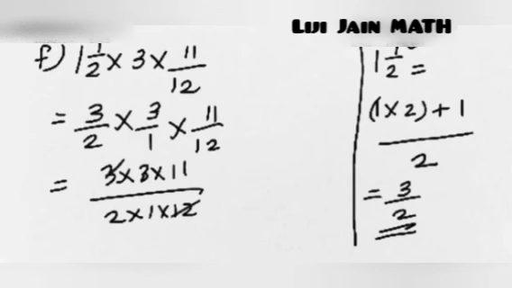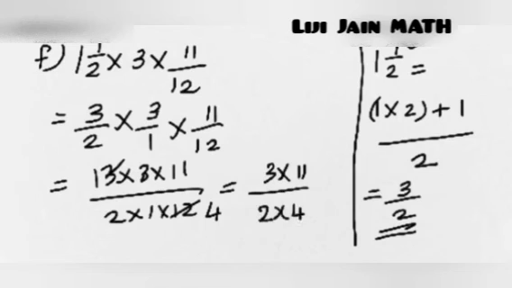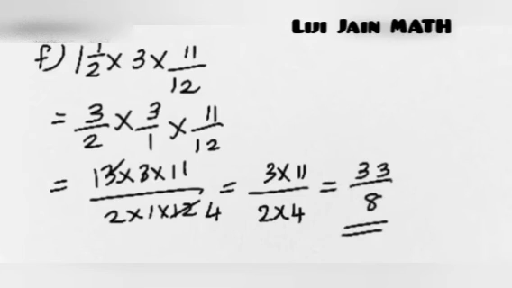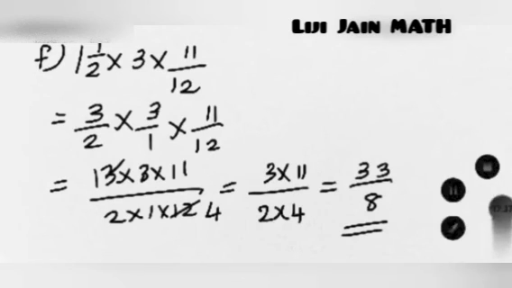Now 3 which are 12? 3 4s are 12, 3 1s are 3. Cancelled by 3, stable. Okay. What remains then? 3 into 11 by 2 into 4, isn't it? So what is this answer? 3 into 11 is 33 by 2 4s are 8. So our final answer is, yes, 33 by 8. If you want, you can convert this improper fraction into a mixed number, but that is not necessary. I think this answer can be written like this itself. 33 by 8 is the final answer.